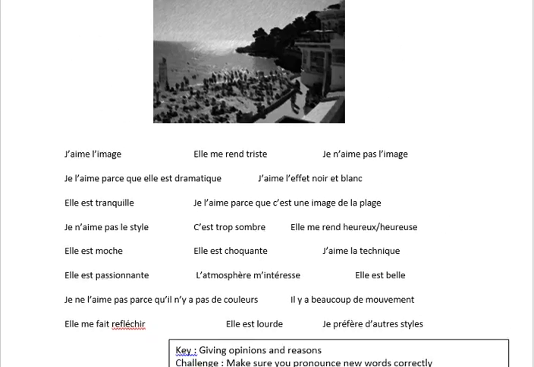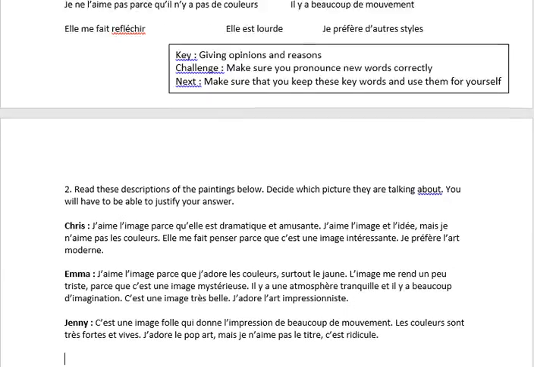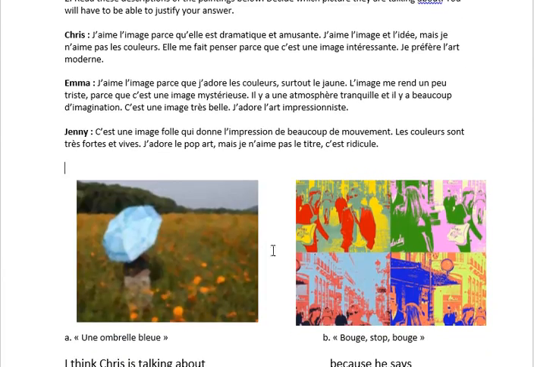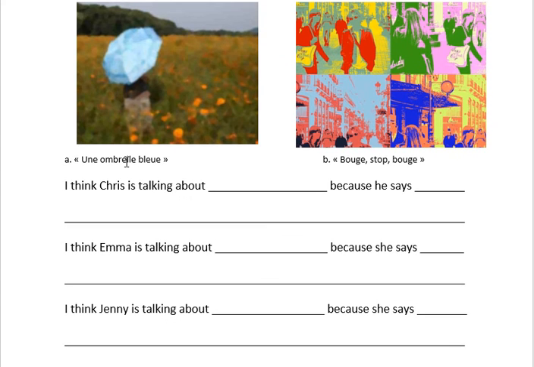Okay, so your job is to read this one more slowly and carefully and check with the page before if you're in any doubt of what you think it means, and figure out which of these pictures Chris is talking about. And then you'll write it in here. I think Chris is talking about, you could just put A or B, or you could put une ombrelle bleue, because it's quite a big box, or rouge stop, or stop rouge, because it's quite a big line.